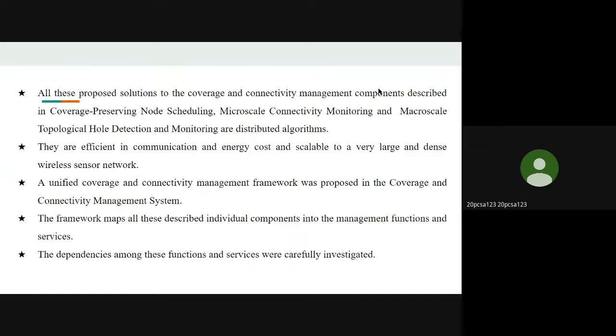A unified coverage and connectivity management framework was proposed in the Coverage and Connectivity Management System. The framework maps all these described individual components into their management functions and services. The dependencies among these functions and services were carefully investigated.